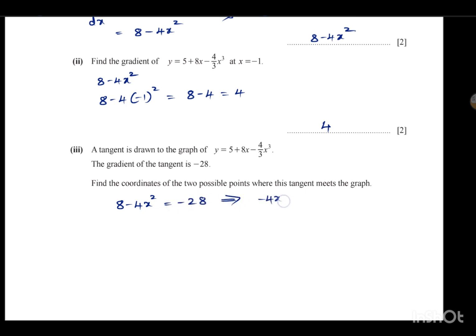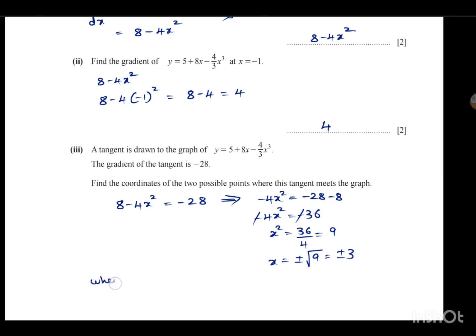So bring 8 to the right hand side, you get minus 28 minus 8. So it is negative 4x square is equal to minus 36. Minus minus is cancelled out. Keeping x square, bring 4 to the right side, it is divided by 4 and you get 9. So x will be plus or minus square root of 9, which is plus or minus 3. Now we've got the values of x, and using these x you find the values of y.